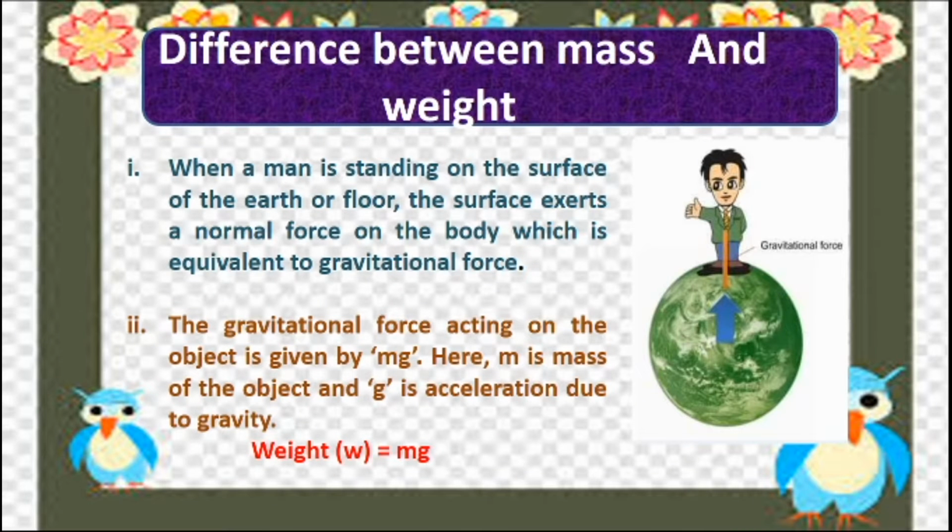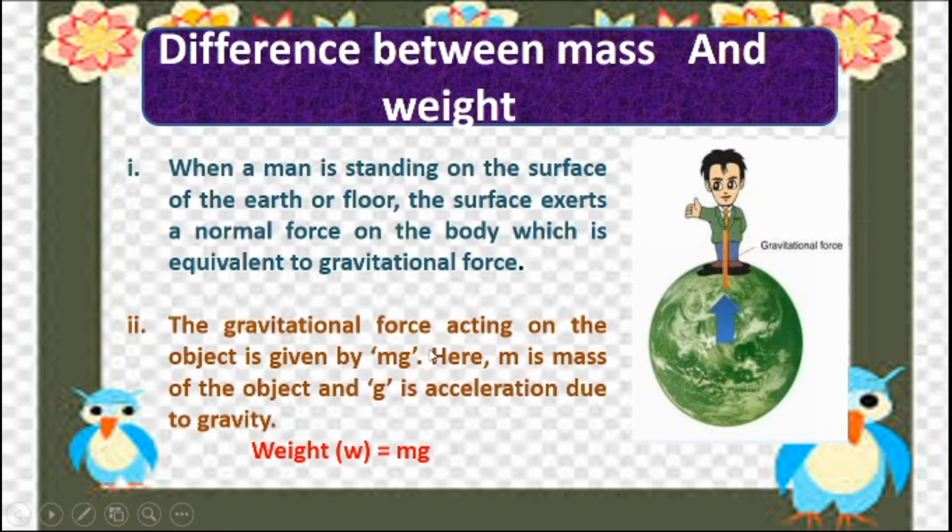So, when a man is standing on the surface of the earth or floor, the surface exerts a normal force on the body which is equivalent to the gravitational force. All of you look at this image. In this image, a man is standing on the surface of the earth. So the surface of the earth exerts a normal force on the body which is equivalent to the gravitational force.